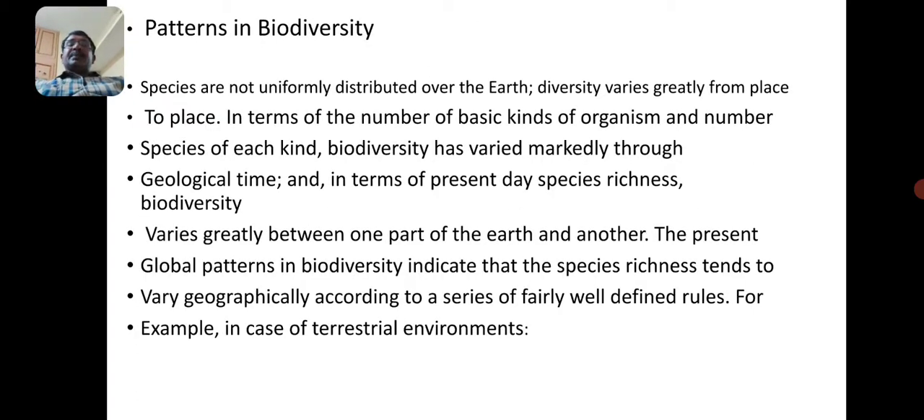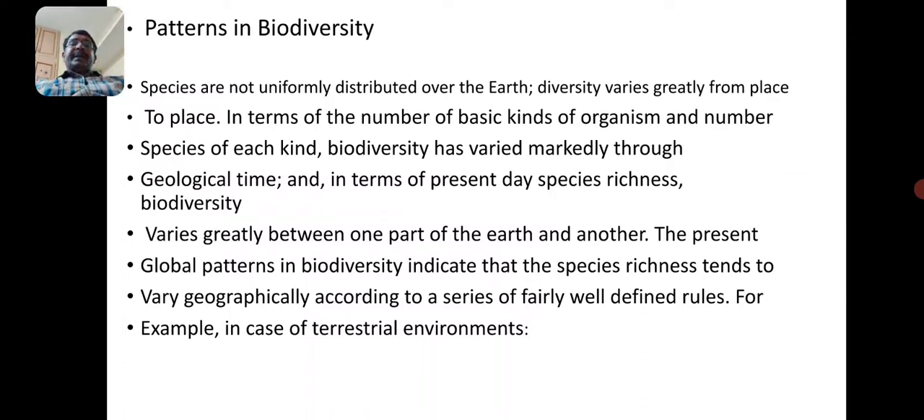Patterns in biodiversity: species are not uniformly distributed over the earth. Diversity varies from place to place. In terms of the number of basic kinds of organisms and the number of species of each kind, biodiversity has varied markedly through geological time. In terms of present-day species richness, it varies greatly from one part of the earth to another.